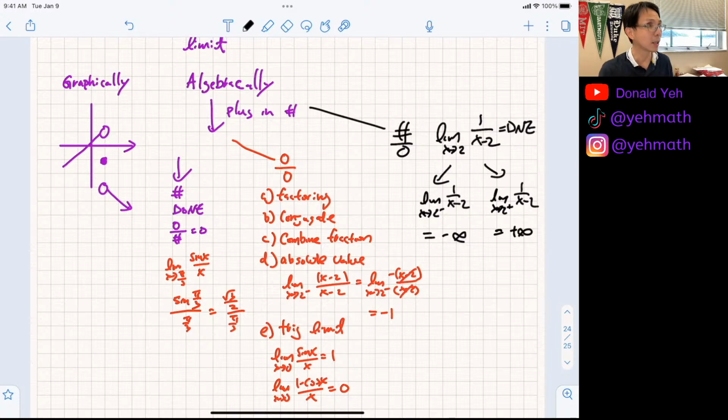Now you're going to say, hey, it's Mr. Ye. It always does not exist if I reach one value. Is that a true statement? No. Why not? What about limit x approach 2 of negative 1 over x minus 2 squared? What is that equal to? It's not does not exist.